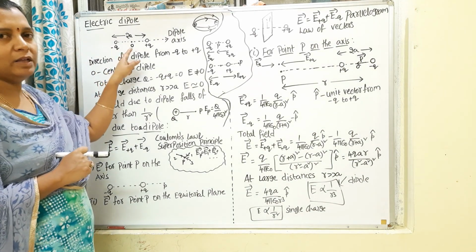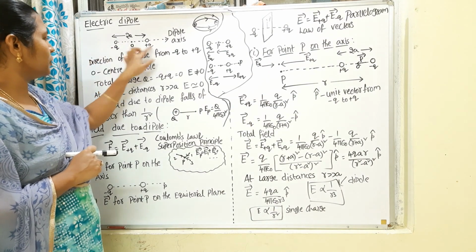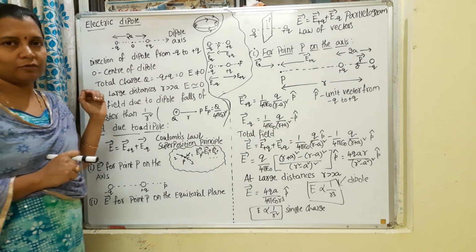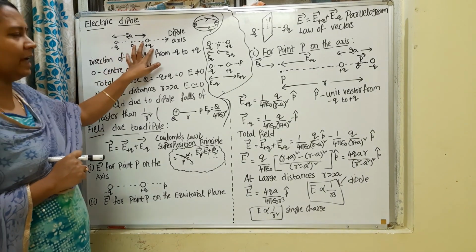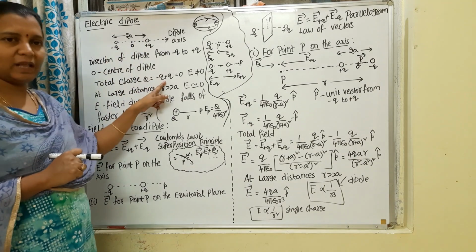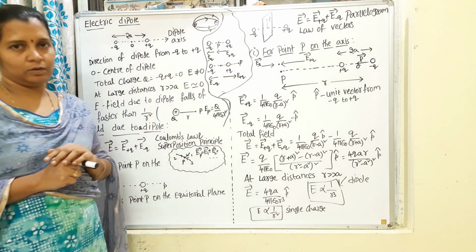And O is called the center of the dipole, which is the midpoint of the position coordinates of the pair of charges. Now let us consider what is the total charge on a dipole. The total charge is minus q plus q, which means the total charge is 0.